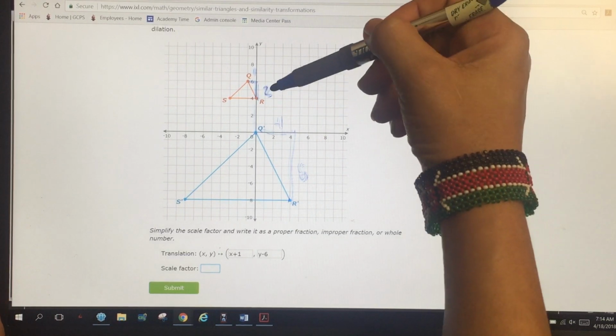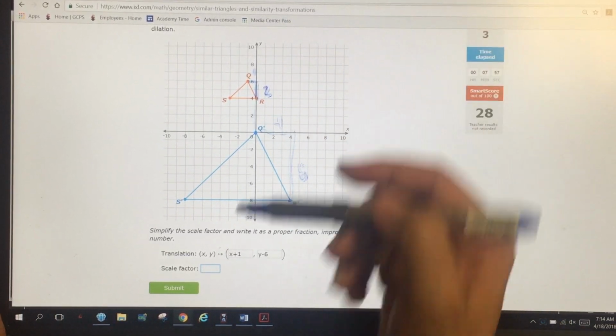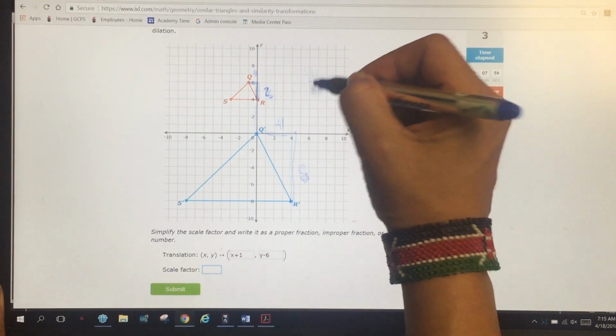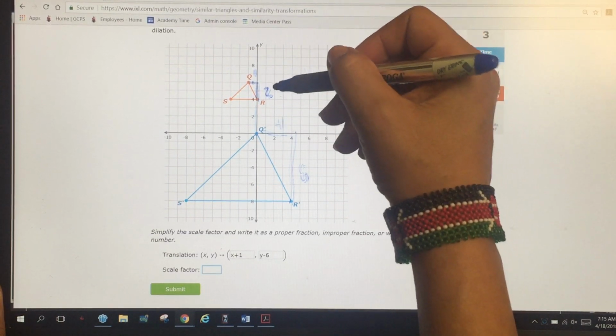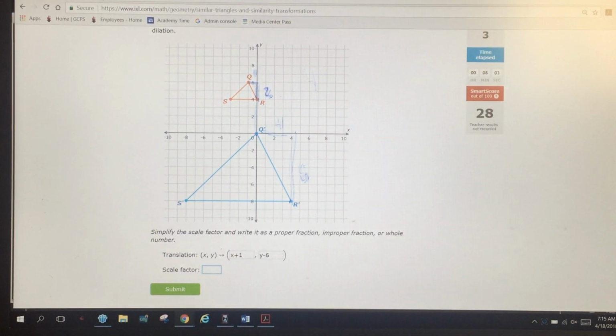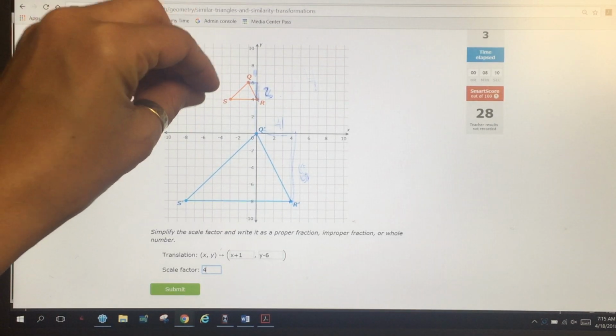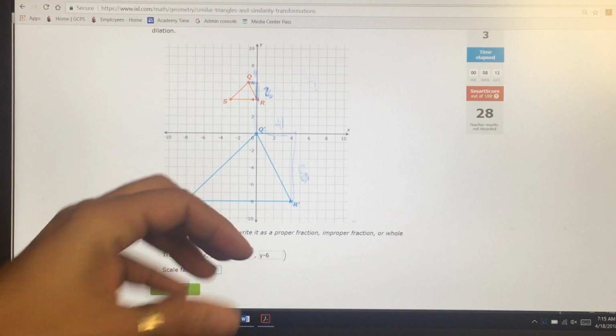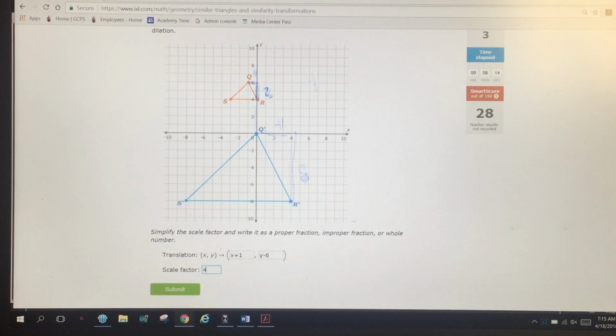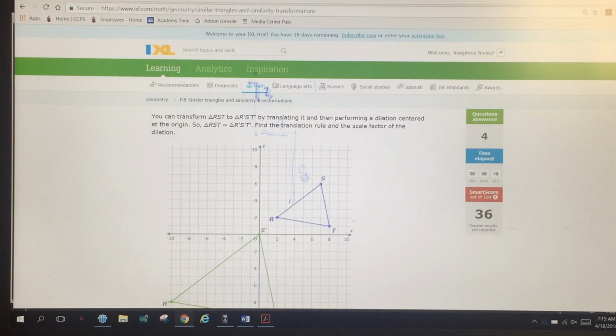So now what happened? How do I get from 2 to 8 and 1 to 4? I multiplied by 4 because if I multiply 1 times 4 is 4 and 2 times 4 is 8. So that means my scale factor is 4. So really in these kind of questions, you're always asking yourself, where did I start? Where did I end up? And how did I do that? So you have to kind of figure out which transformations that you did in order to get that done. And that's pretty much all it is.